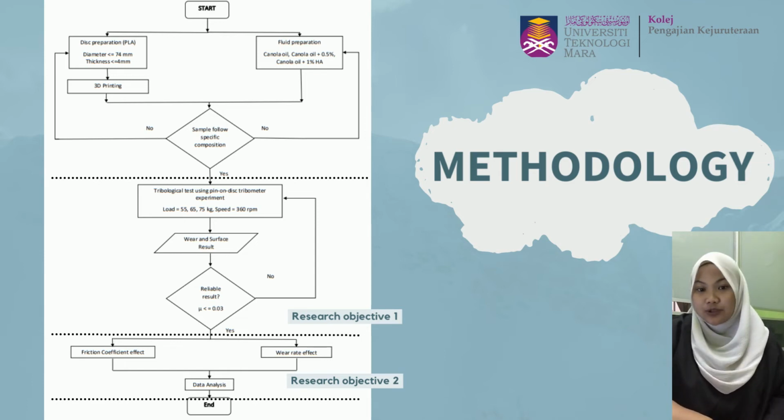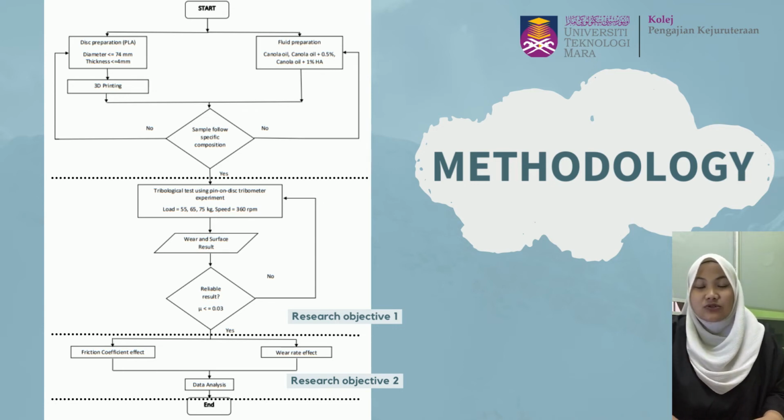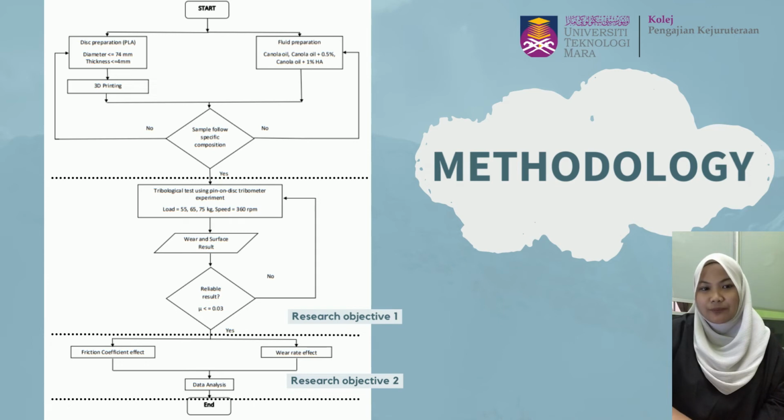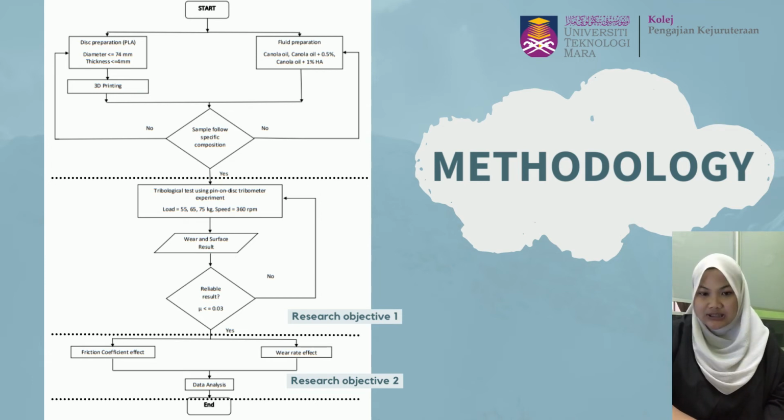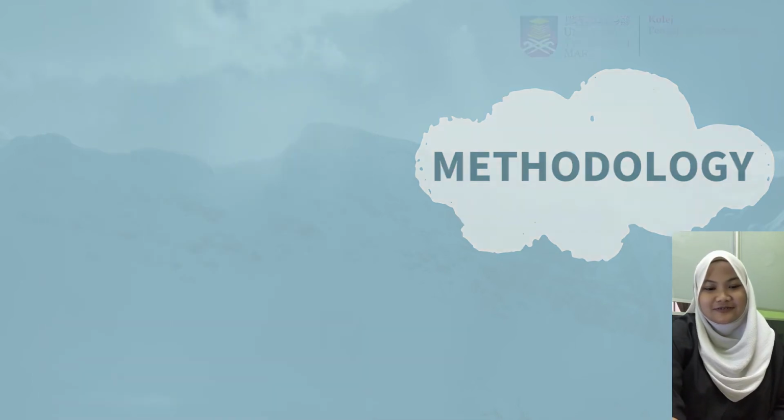Next, the experiment part, where tribological tests will be run using pin on disc experiment with the variables of constant speed, which is 360 RPM, and different loads applied, which are 55, 65 and 75 kg. After the experiment finishes, we will get the reliable result as stated in the flowchart for further data validation analysis. As stated in the flowchart, this methodology can achieve research objective 1 and research objective 2 as follows.